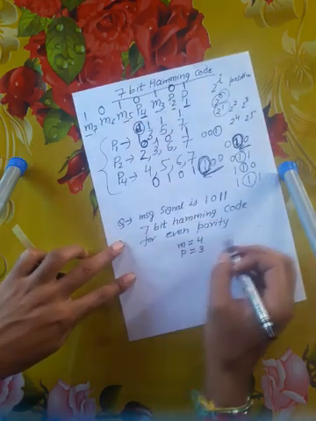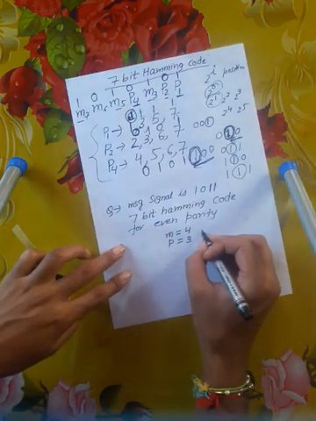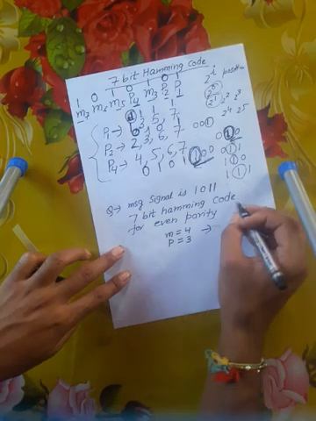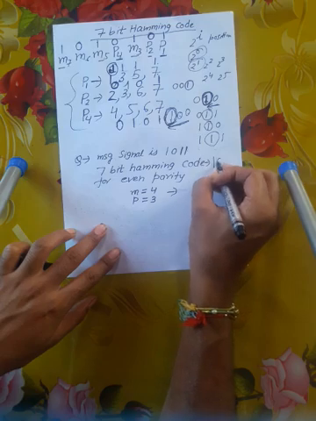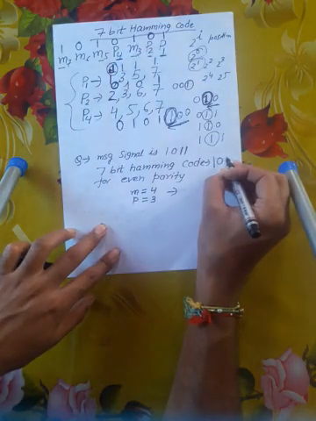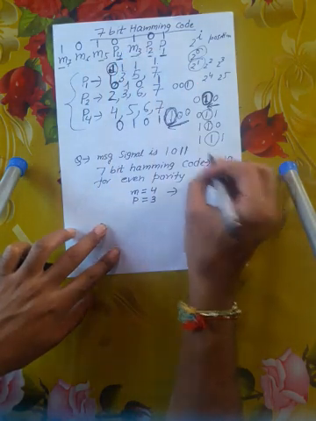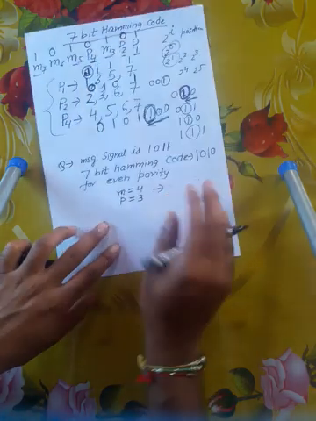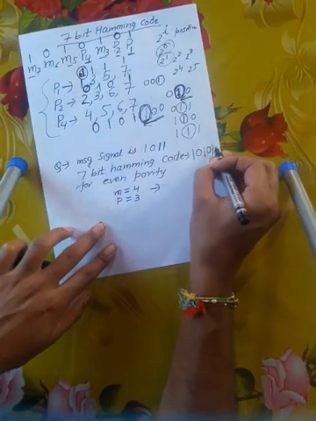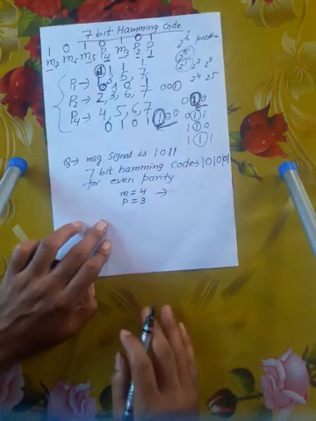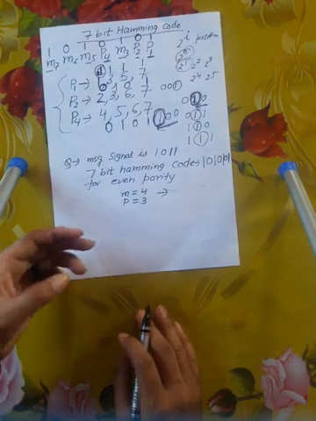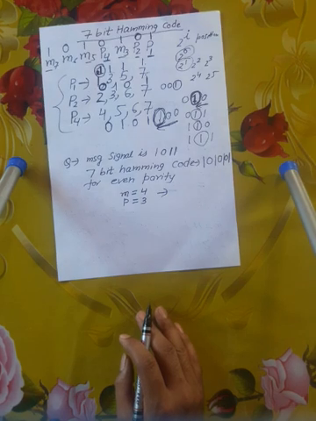So what is the 7-bit Hamming code? This is nothing. Answer is 7-bit Hamming code. This will be 1, 0, 1, 0 and 1, 0, 1, 0 and 1, 0, 1. Okay, this is your 7-bit Hamming code. In this way you can determine your Hamming code for even parity.